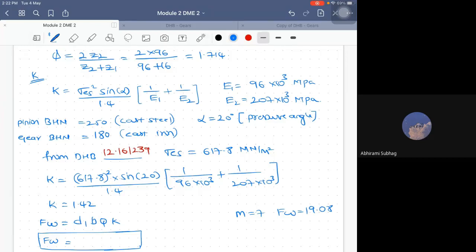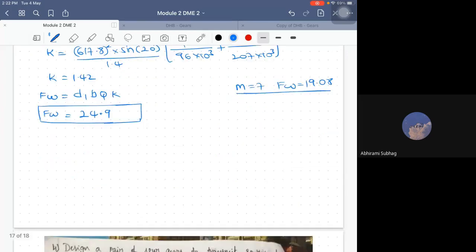Okay, FD value, this is right. Now for module number 8, it is 24.9. Now, why are you doing all these things? Whatever I speak for the next 2 minutes is a very, very important step in your total design of gear experiment.